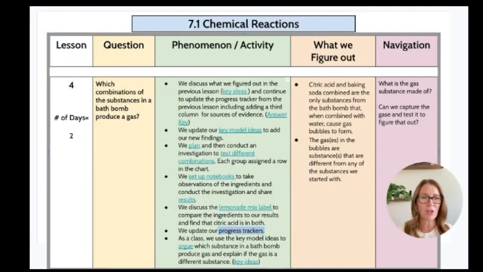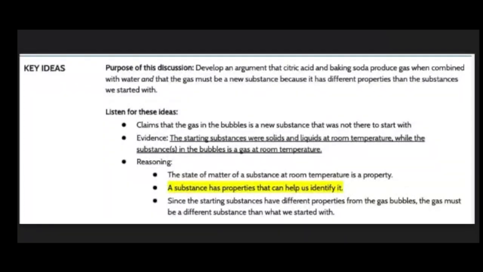There is something in the teacher guide that talks about scribing claims and modeling this. It just depends on what level your students are at, but these are the key ideas that should come out in the argument. That the claim is that the gas bubbles in the bath bomb are a new substance that were not there to start with, and that the evidence is that the starting substances were both solids and liquids at room temperature, but the gas that was produced is a gas. It's a different state, so it doesn't have the same property, so it must be a new substance.